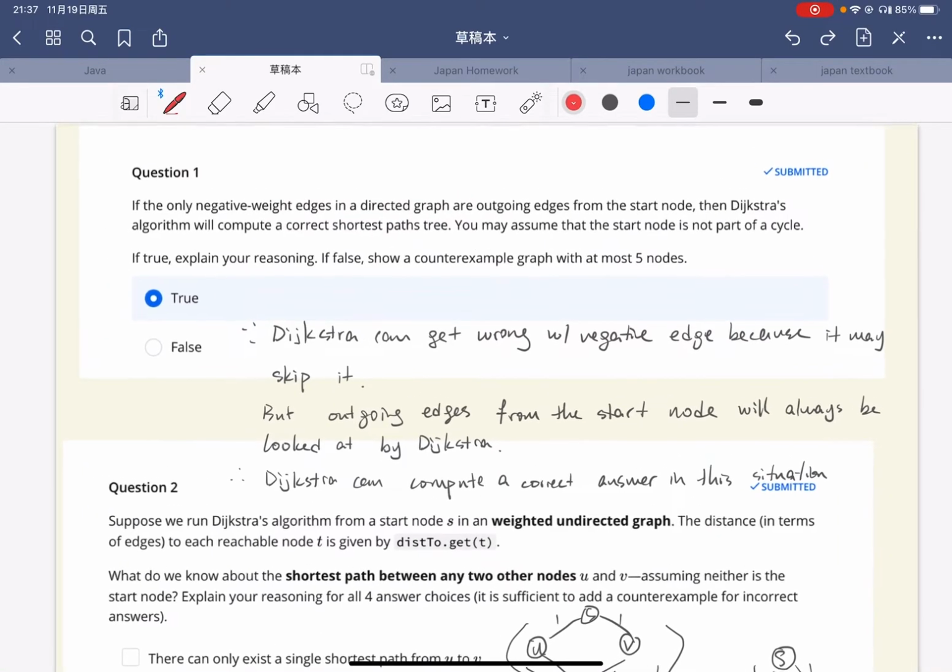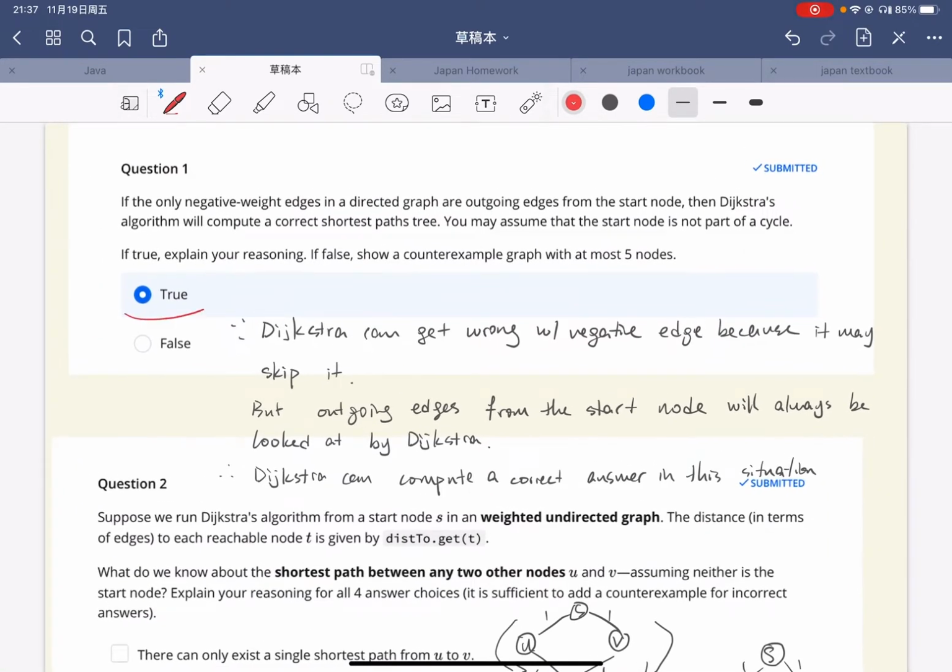Okay, so for question 1, I choose true, because the reason why Dijkstra's algorithm can go wrong with negative edges is that it may skip some of the edges in the graph and just totally not look at them, just like the example we went over during class.